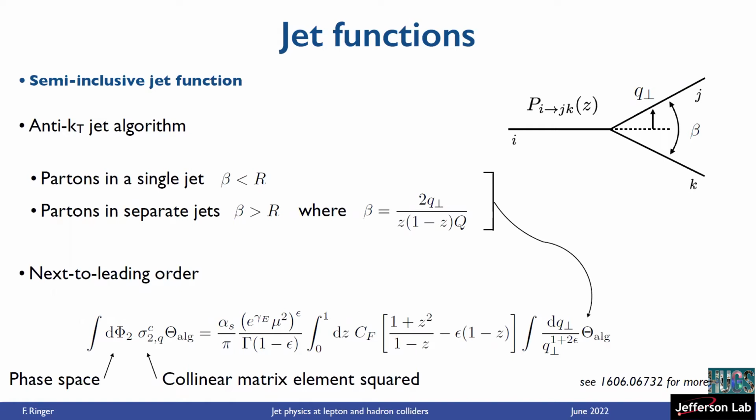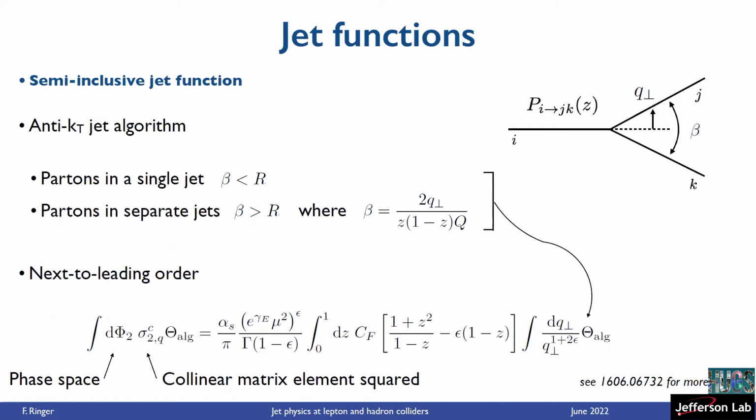So we have some integral over the phase space. Then we have the collinear matrix element, written as sigma 2 specifically for a quark, in the collinear approximation, so it's based on the DGLAP splitting function. That's just the matrix element squared. And then we have the constraints from the jet algorithm, which are given here. And this is the result in dimensional regularization. I didn't derive that in detail here, but if you're interested in where exactly this is coming from, just let me know.